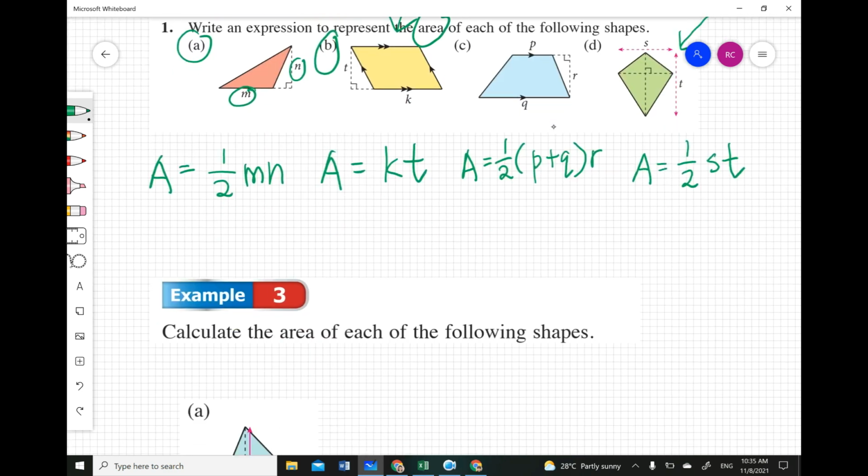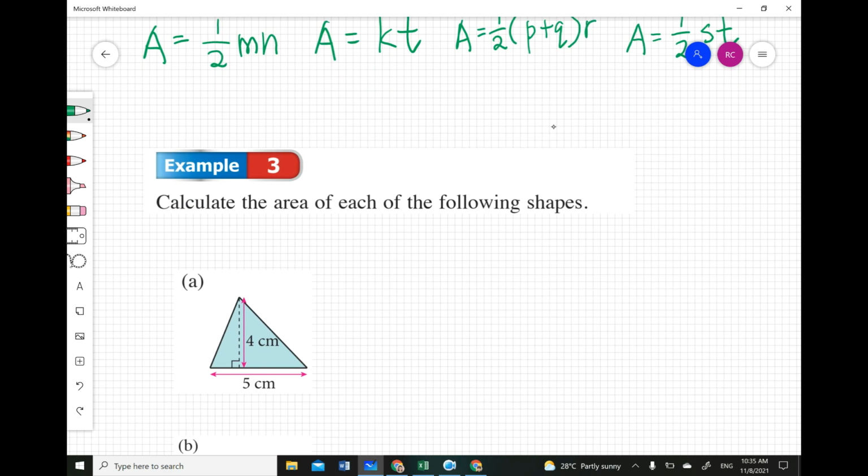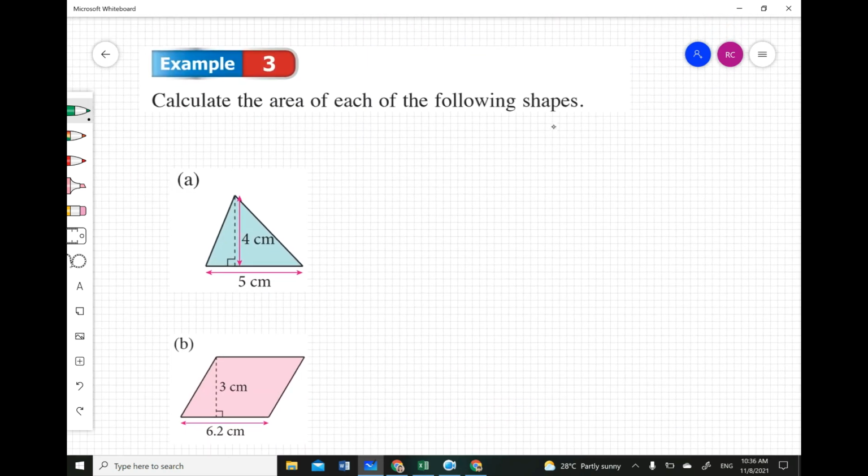Now we are going to solve the problem here. Calculate the area of each of the following shapes. Okay, I have to lay down now to write later. First one, area of a triangle here. You're given the length of the base is 5 centimeter and the height is 4 centimeter. So we can get the area already.